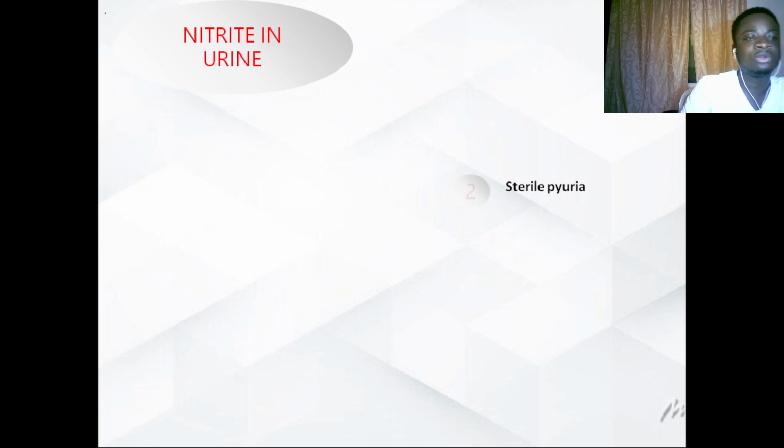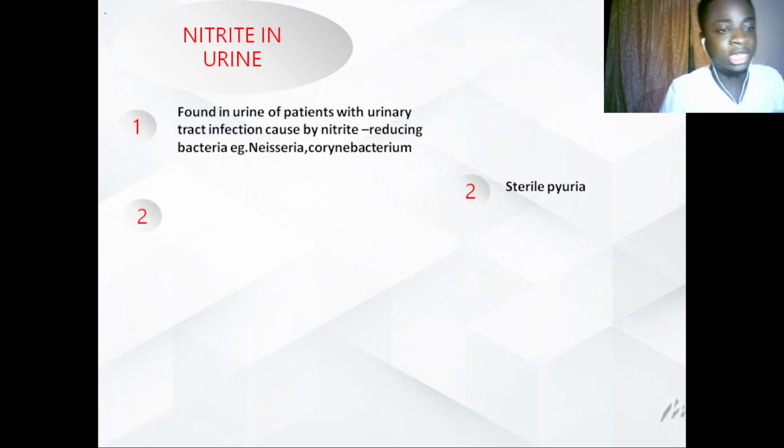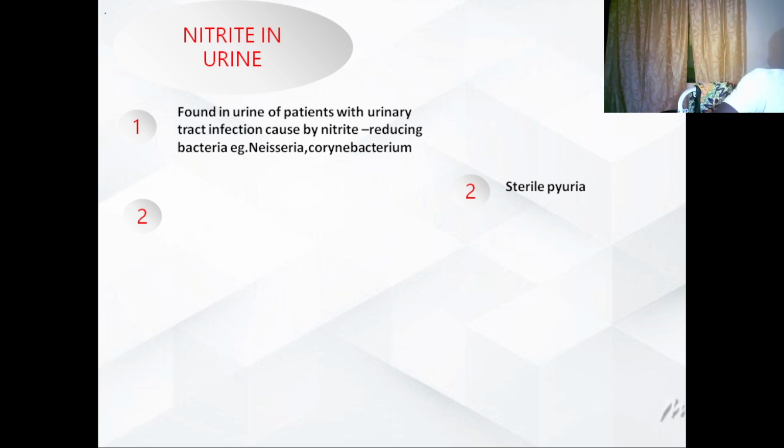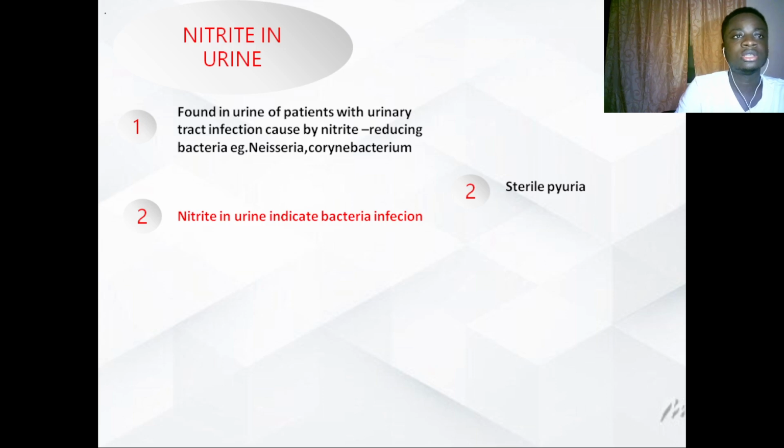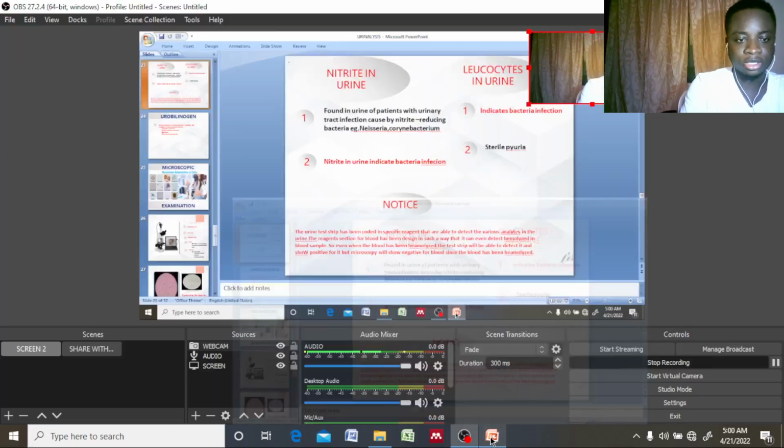So nitrite in urine: when you see nitrite in urine, it is basically bacterial infection, because there are some bacteria that reduce nitrate. We call them nitrate-reducing bacteria. When they infect you, they will cause the test strip to show a deep red color for nitrite. An example of such bacteria is Neisseria. If you have gonococcus, Neisseria gonorrhoeae, and it is chronic, persisting for a longer period of time, your nitrite is likely to show. Some Corynebacterium can do that too. So always remember that nitrite in urine is a result of bacterial infection. Very, very important.